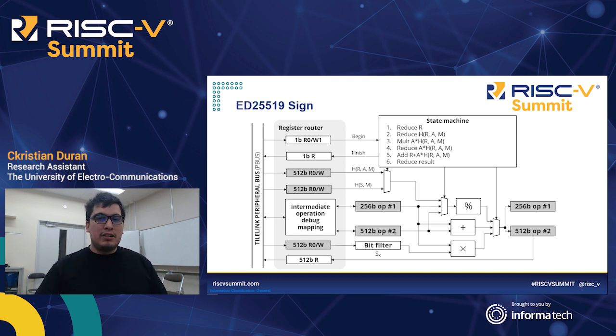We did the same for the ED25519 signature. This only contains a state machine that performs the six operations of the calculus for calculating the equation for authenticating a piece of message that is M using the secret key. The operations are limited just to the sum, the multiplication, and the reduction as well. The reduction is with another prime that is totally different from the first one. So that's why it's in a different module as well.